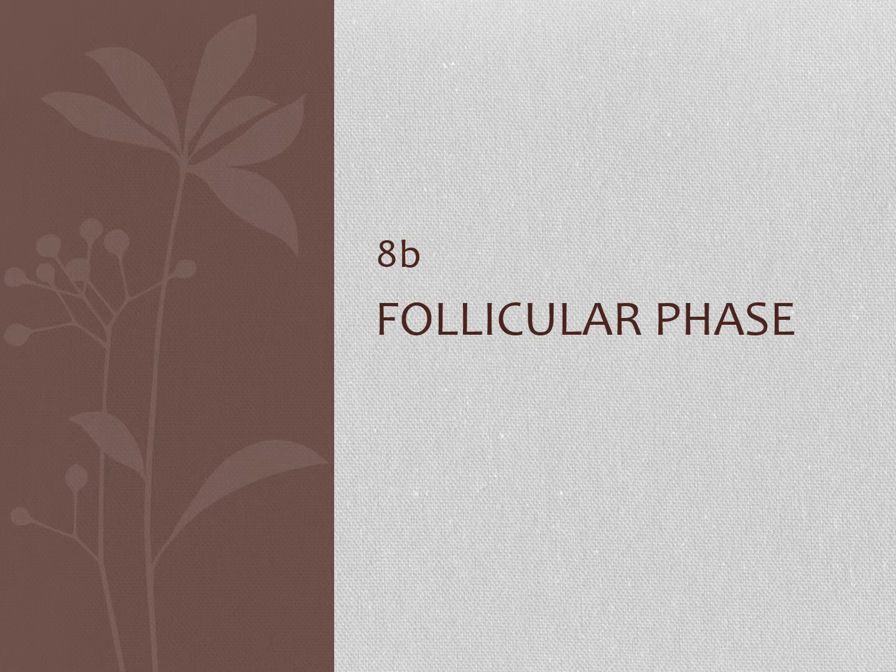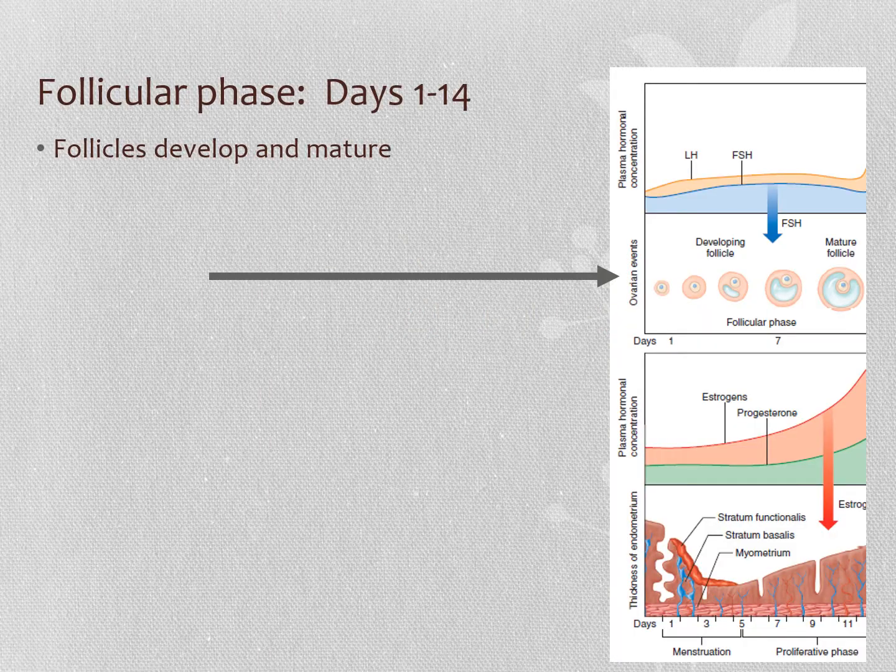Okay, so the first phase of the menstrual cycle is termed the follicular phase. It's called that because during this phase, the follicles are developing and maturing. So this is just a slice out of that graphic that I showed you at the beginning of the last lecture. And what you can see is this is what's happening in the ovaries right here. And we can see follicular phase. And we can see that these follicles are developing and becoming mature. So that is the overarching event of the follicular phase, hence the name.